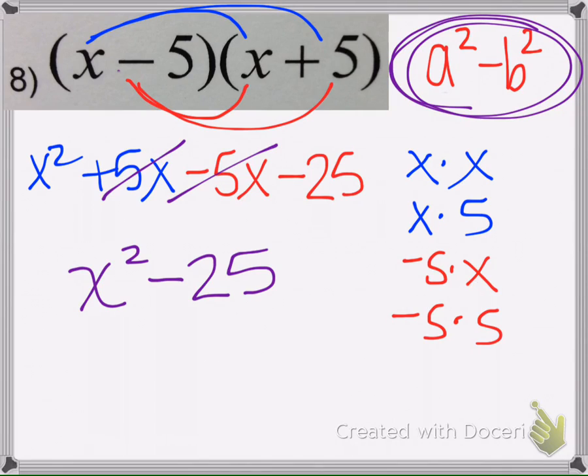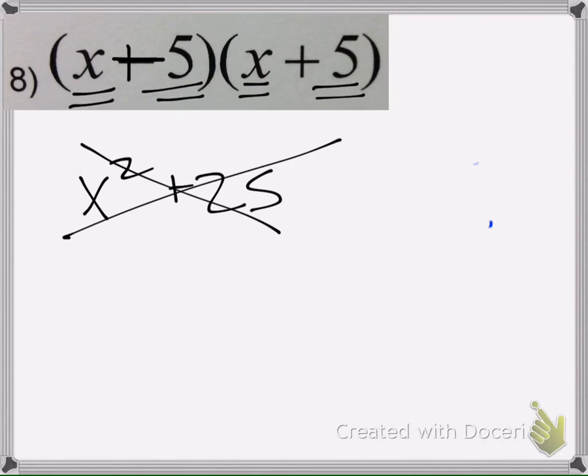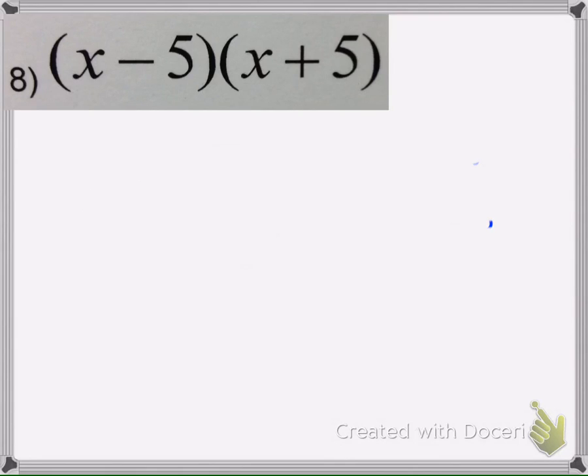Again, this special property only works when you're multiplying conjugates. So if instead the problem was like this, then we cannot do x times x is x squared and 5 times 5 is 25. That would not work. It only works if they're conjugates. So this is negative 5, this is positive 5.